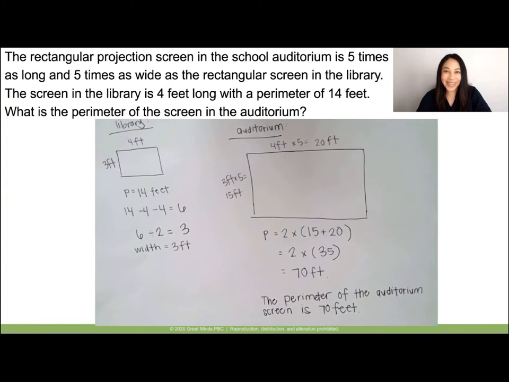Welcome back. Go ahead and take a moment now to compare your work with mine. Here on my work, you can see that I first added the length and the width, and then I multiplied times 2. So the perimeter of the auditorium screen is 70 feet.